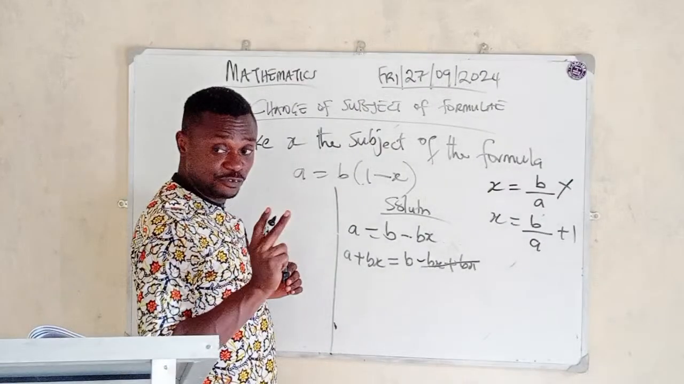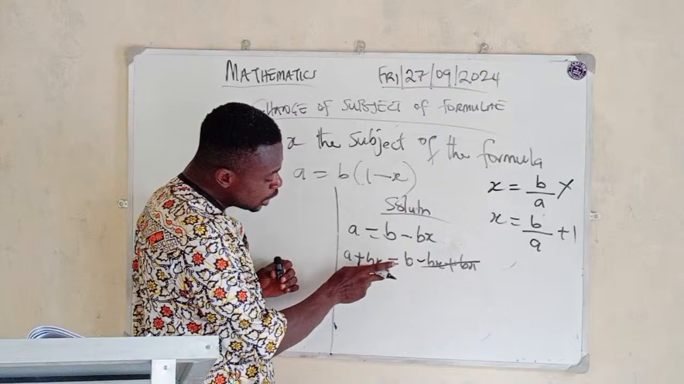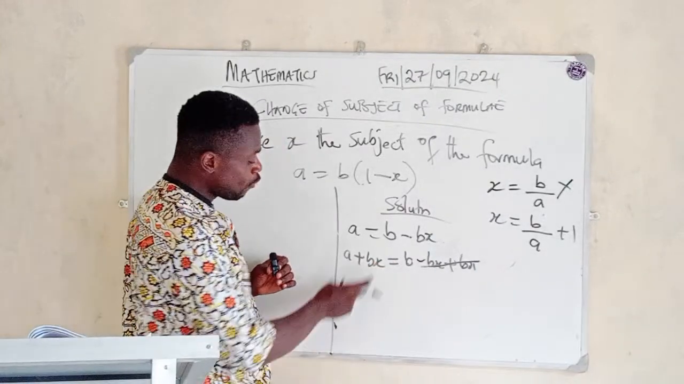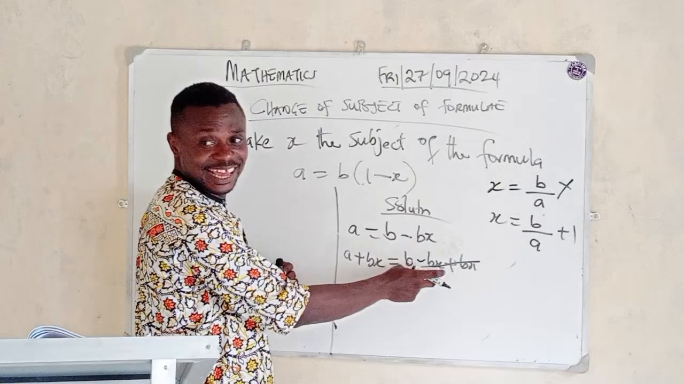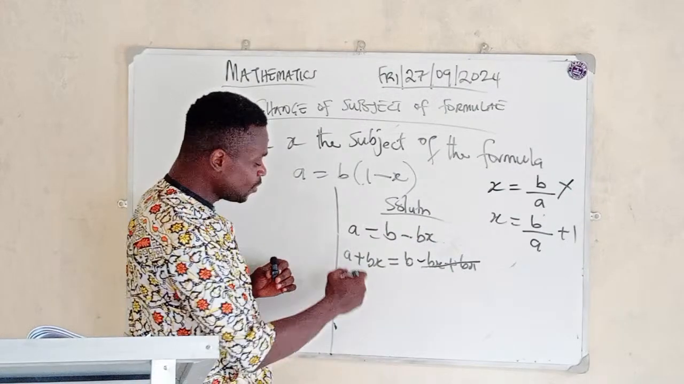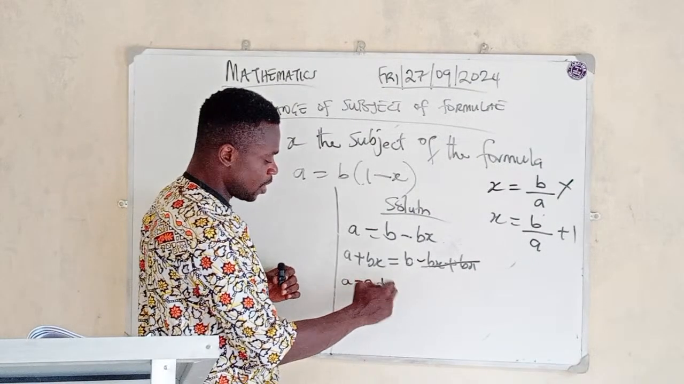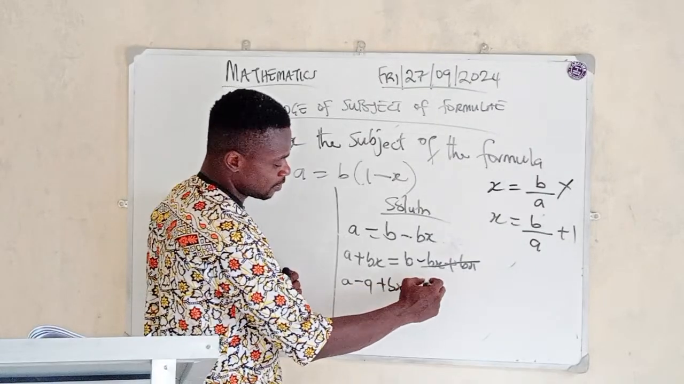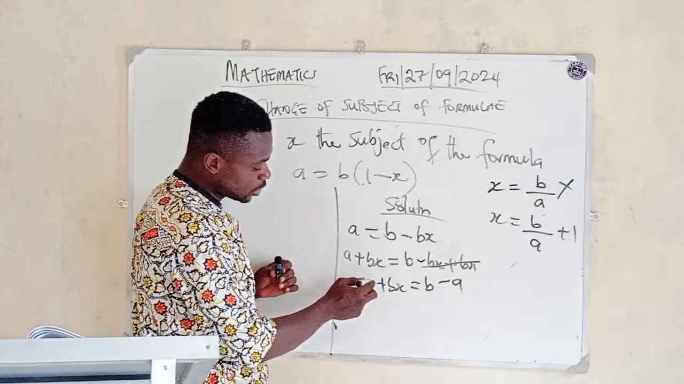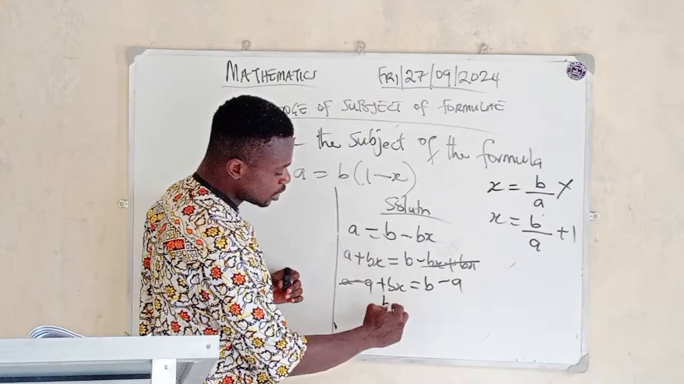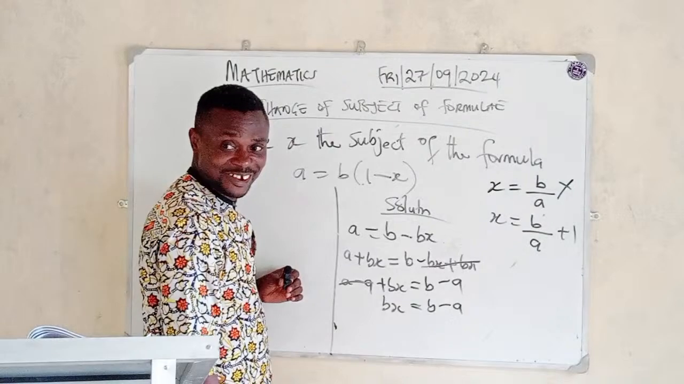Now remember, we have not finished what we want to do. Our target also is to let only bx remain here. If we want only bx to remain here, we add minus a here and get the answer. So you have a minus a plus bx is equal to what? B minus a. A minus a is what? 0. So you're left with bx is equal to b minus a. Is it clear now?